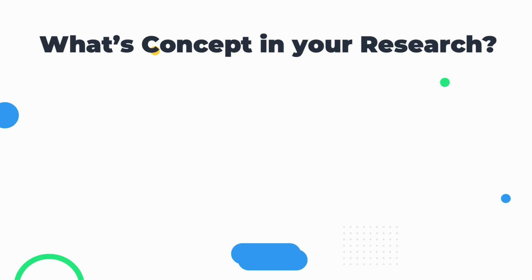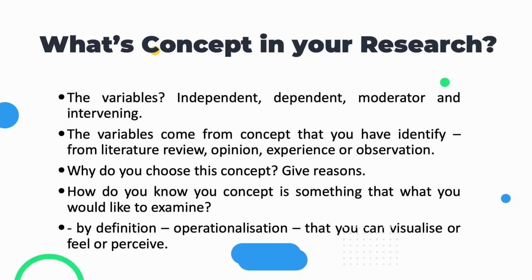Okay, so what is a concept in research? The concept we relate to the variables, and there are many variables: independent, dependent, moderator, and intervening. Normally, the dependent variable is your problem statement. What are the problems that you are going to investigate? And then, what is independent? Independent means that this is the cause of those problem statements, the dependent variable. And there are moderator and intervening. Intervening, we can relate to the mediating variables.